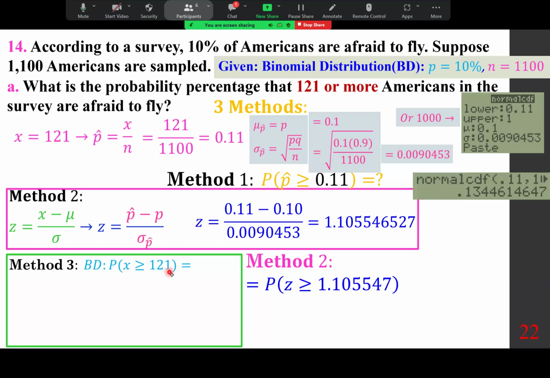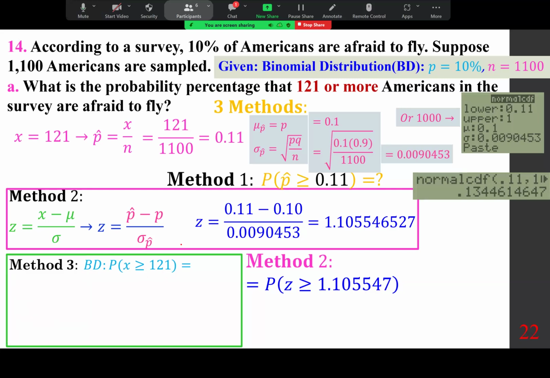Probability of x is larger than or equal to 121. As you recall, this is a binomial distribution. You need a 0.5 continuity correction factor. So probability of x larger than either 120.5 or 121.5. Let me quickly write both of them. I want to make sure you understand what's going on.